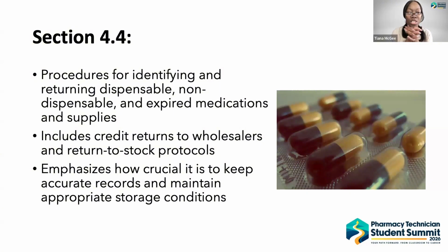So make sure you know procedures for identifying and returning those medications, whether expired or not, okay? This includes credit returns to wholesalers, kind of the same information we just said, right? And it emphasizes how crucial it is to keep those records accurate. I used to be a pharmacy trainer at one point. It was a corporate trainer, so I would travel to different pharmacies within our district. And I would tell you the number one thing I would start off with, not necessarily fussing, but my eyes would narrow in on it, would be how they're maintaining their records when it comes to inventory.